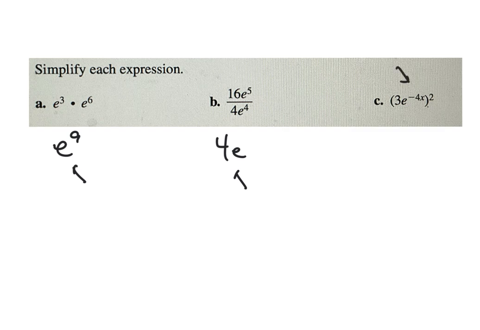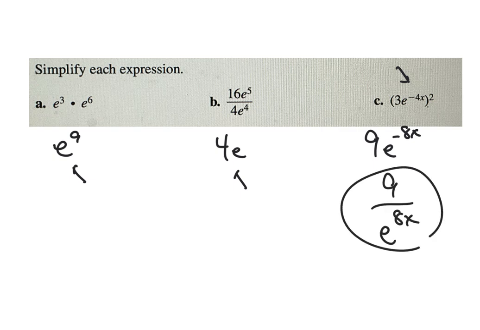Same rules here. That 2 applies to everything, so I would do 3 squared is 9. I would raise e, you multiply the exponents together. Remember, don't leave a negative exponent in there, so flip the e to the bottom, and you get that right there. So everything we've done before also works with e, mainly because e is just a number. It's just an irrational number.